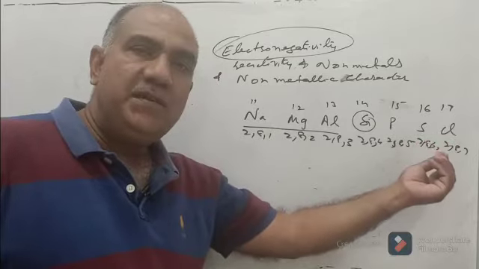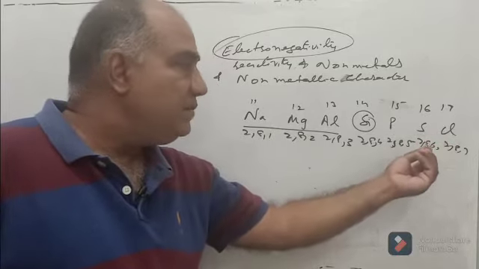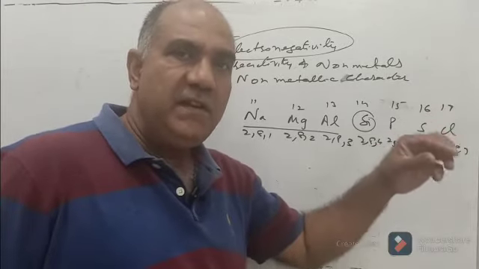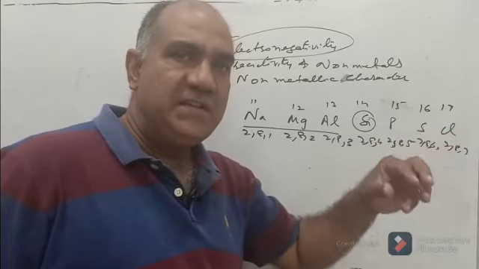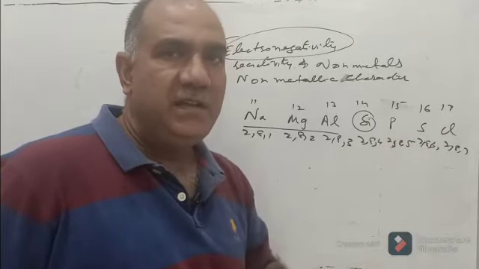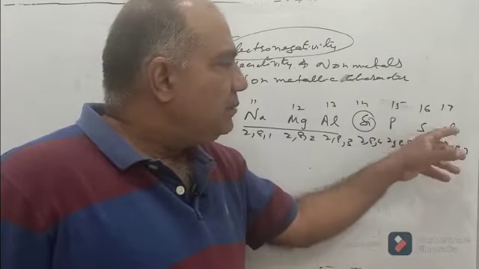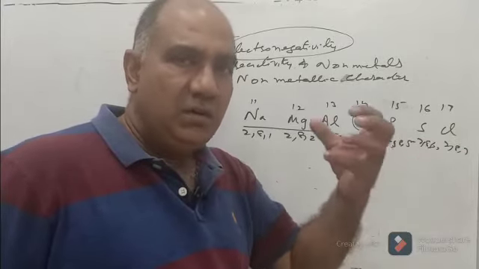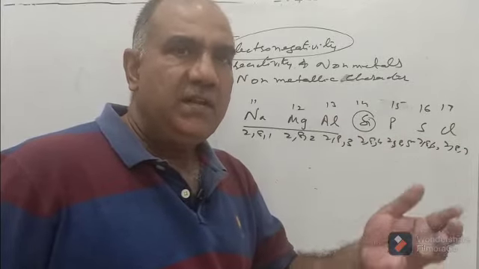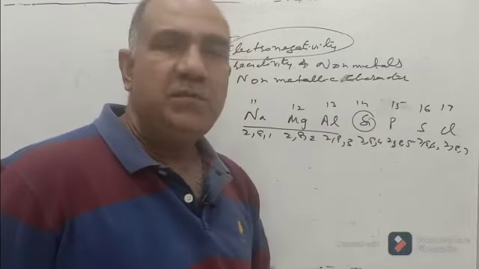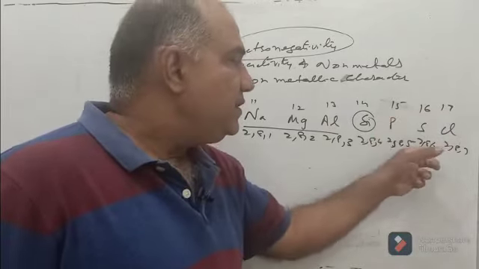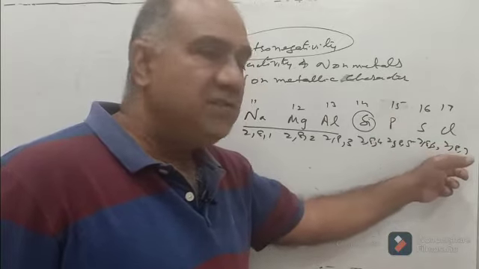Similarly, once again we will compare, this time between chlorine and sulfur. We see here the number of protons is 17. The atomic number of an element is the number of protons present in the nucleus of one atom of that element. So when we say the atomic number of chlorine is 17, we mean that in the nucleus of one atom of chlorine there are 17 protons present. Here 16 protons are present. Sulfur has to gain 2 electrons, chlorine has to gain 1 electron.